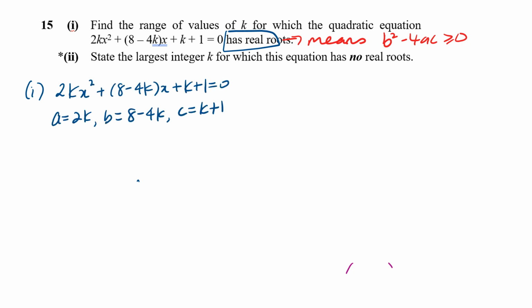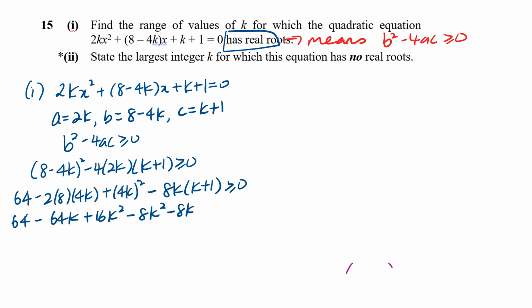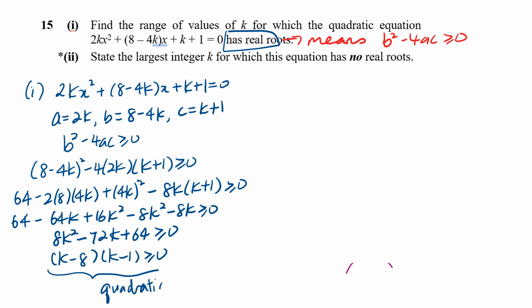Alright, so you write down the values for a, which is the coefficient of x squared, b is the coefficient of x, and c is just the constant. Okay, and just substitute into your b squared minus 4ac. Right, simplify it. Okay, you get a quadratic inequality.